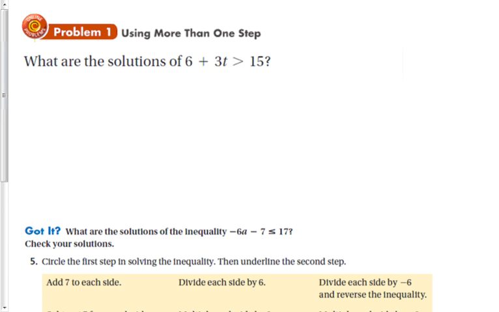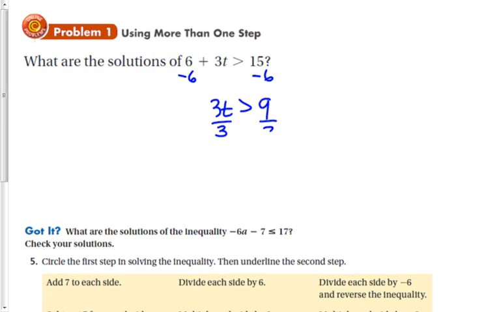All right, so using more than one step, we're just going to use the properties of inequalities just like we would use the properties of equality. Keeping in mind, of course, that signs do reverse if you multiply or divide by a negative along the way. So to solve this, we're going to use the subtraction property of inequalities first. We end up with 3t is greater than 9. We don't have to reverse the inequality there because we just subtracted. Adding and subtracting never reverses the inequality.